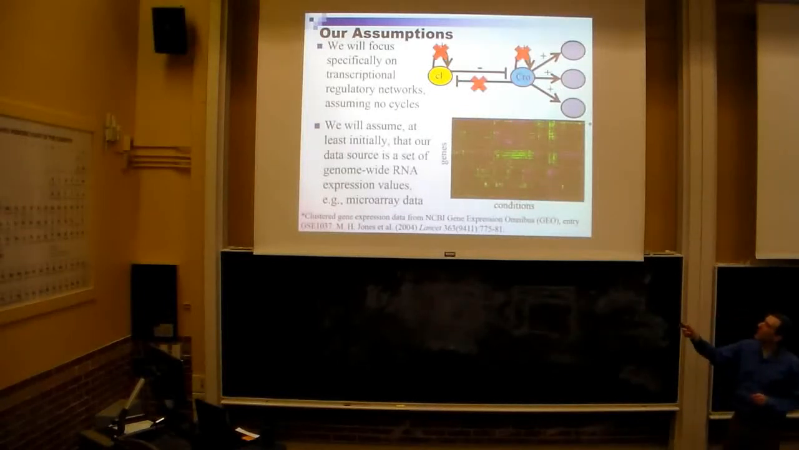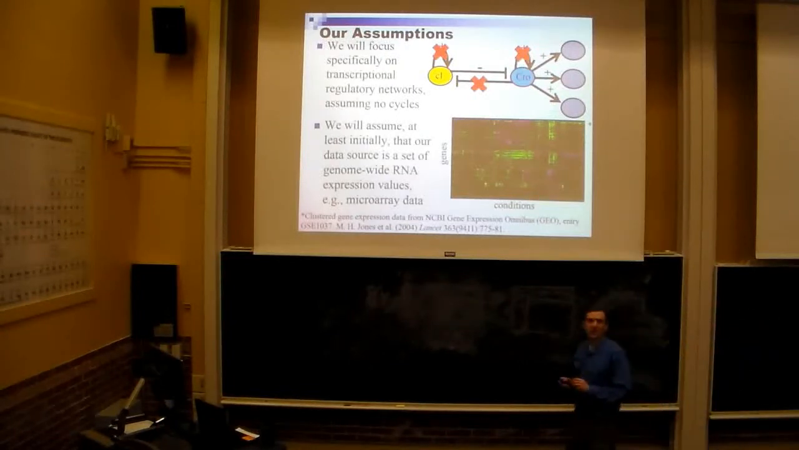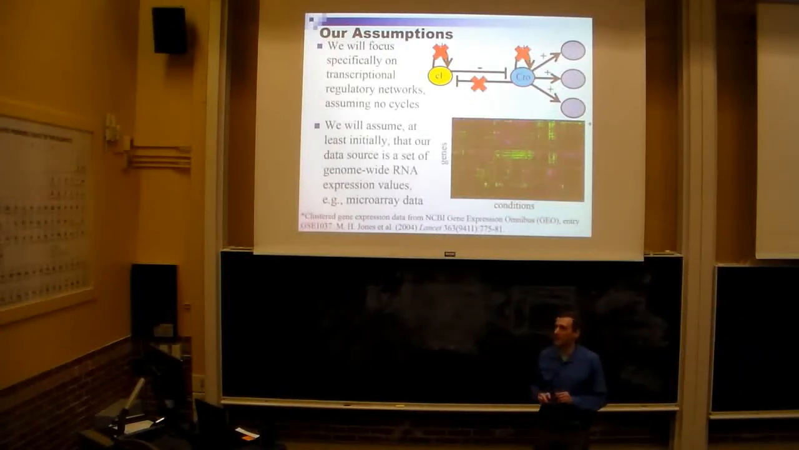So what we'll end up finding is something like this. In principle, we would be able to figure out that there is regulation between lambda repressor and pro, and from pro to various downstream genes, but we have to make some assumptions to be able to find that.